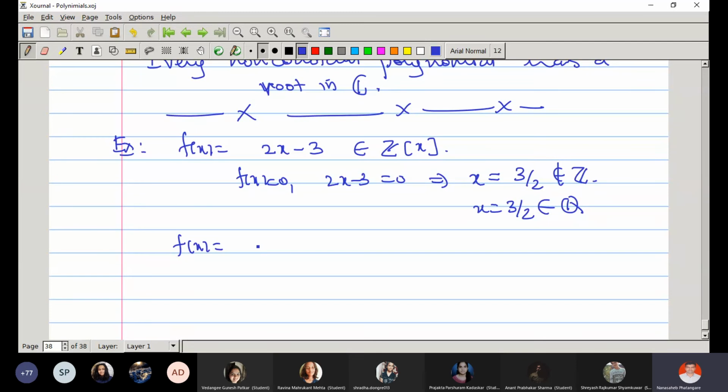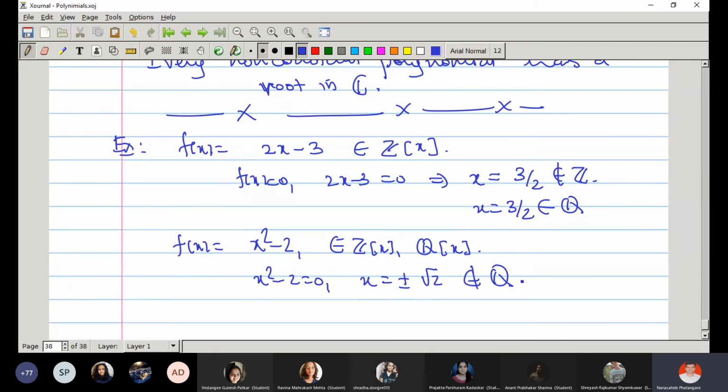Is it clear what I am saying? Yes. Now you look at this polynomial x squared minus 2. Where is this polynomial? It is in Z[x] as well as in Q[x]. And what are the roots? Plus minus root 2. And these are not in the rationals also, and certainly not in the integers. Right? So the polynomial is with integer coefficients or rational coefficients, but the roots are not rational.